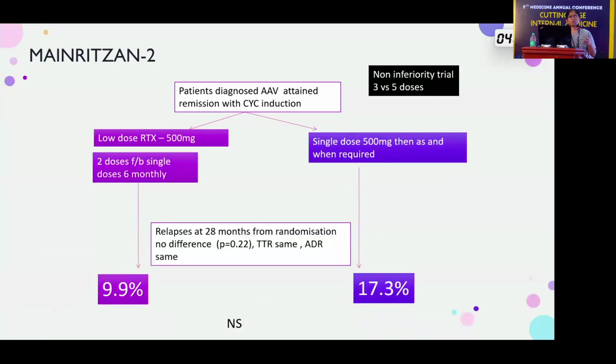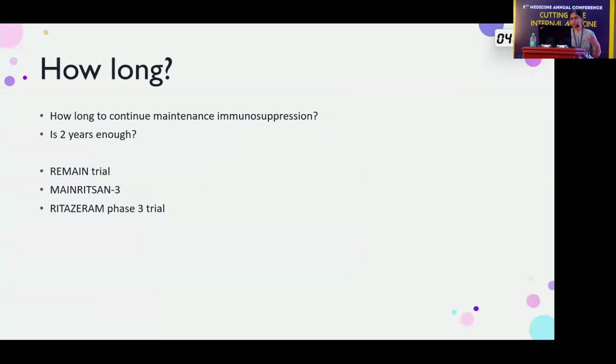Then there was MAINRITSAN 2, which I'll just skim. It compared 2 regimens of giving rituximab: either on-demand rituximab or the standard protocol of 6-monthly infusions. They found it was basically a negative trial; both fared equally well. I'll not go into the appraisal of the trial because all these trials have been looked at in great detail and we have learned a lot from them. Then the question was, okay, fine, rituximab works and is better than azathioprine, but how long do we continue?